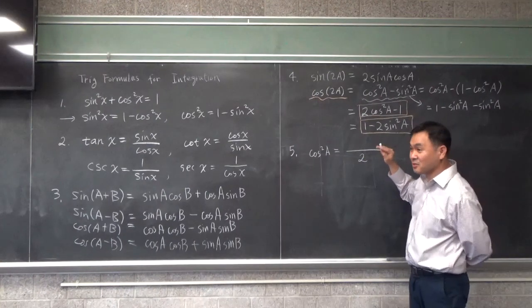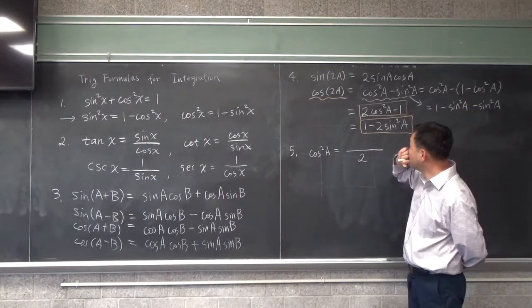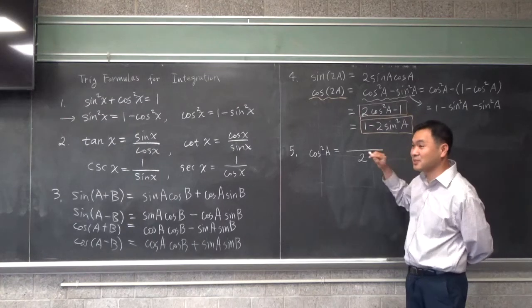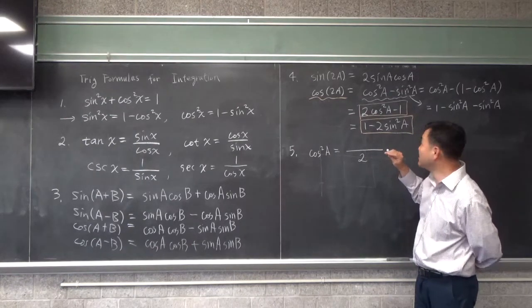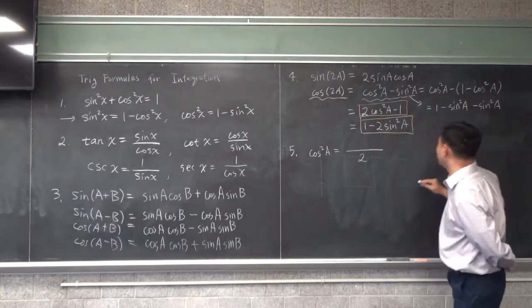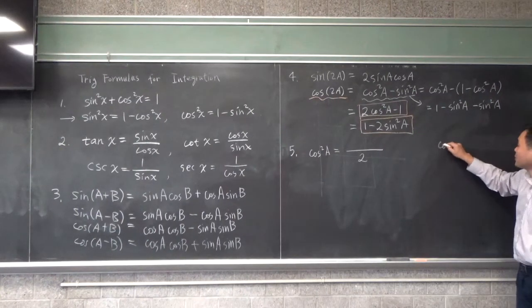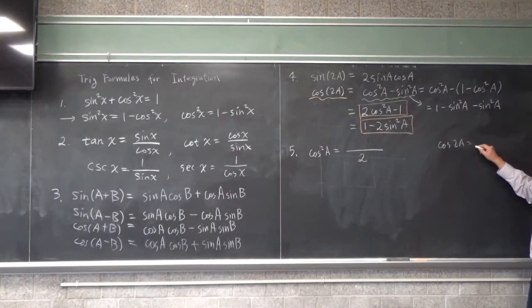What do you get? Negative cosine 2a? No. Negative sine A. Let's do it. 1 minus sine squared. Cosine 2a equals 2 cosine squared of a minus 1.